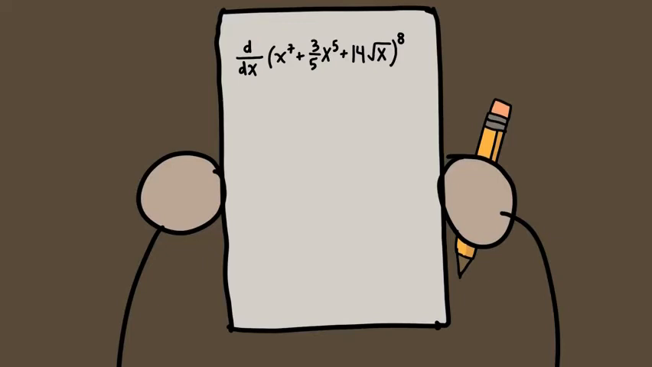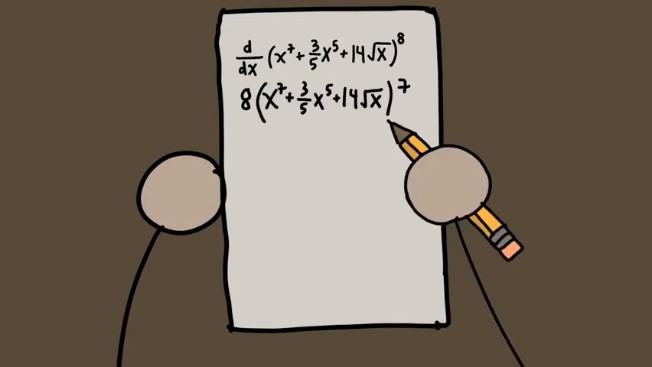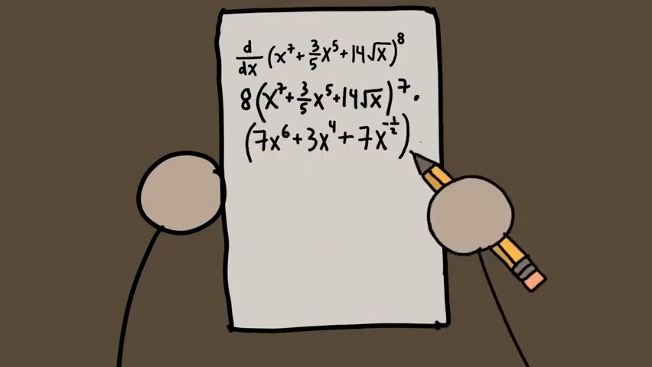A trinomial expression involving a square root all to the 8th power. Well, I know I bring the 8 to the front, find the derivative of this inside portion, multiply that. Okay, I think I've got it.